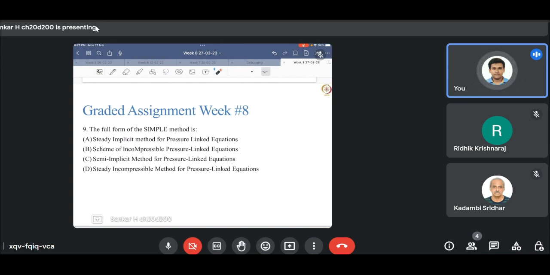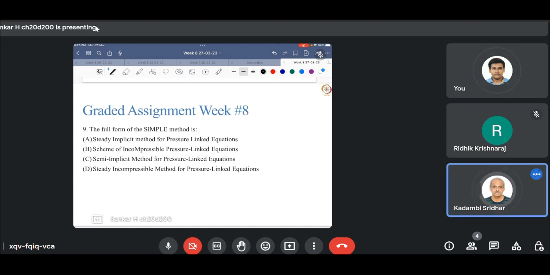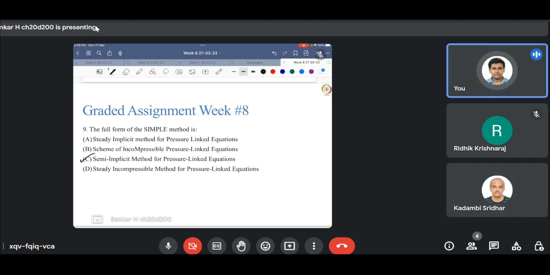Okay, question number 9, a very straightforward and easy question. Full form of SIMPLE is, yeah, it's a semi-implicit method for pressure linked equations. So semi-implicit method for pressure linked equations yields the acronym SIMPLE.